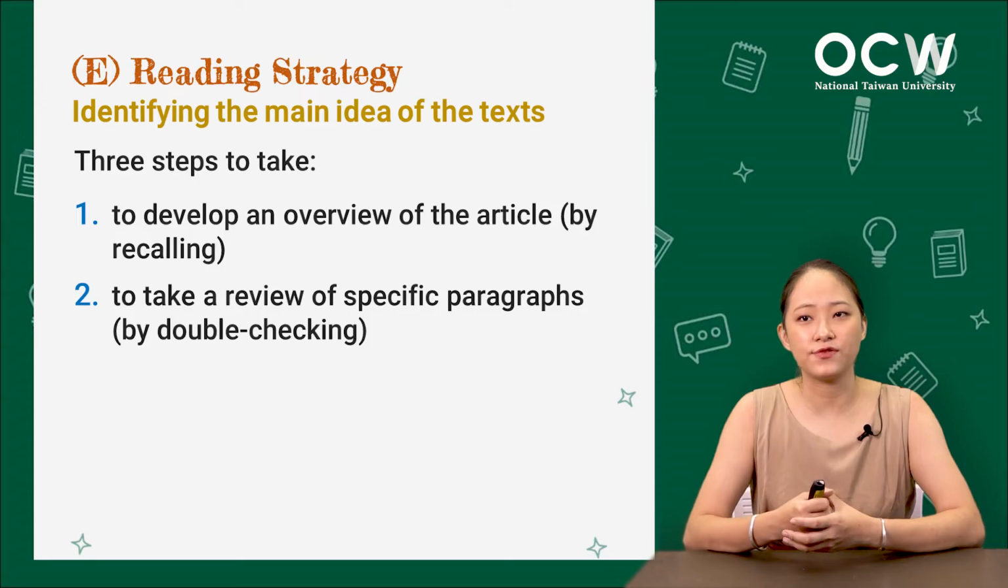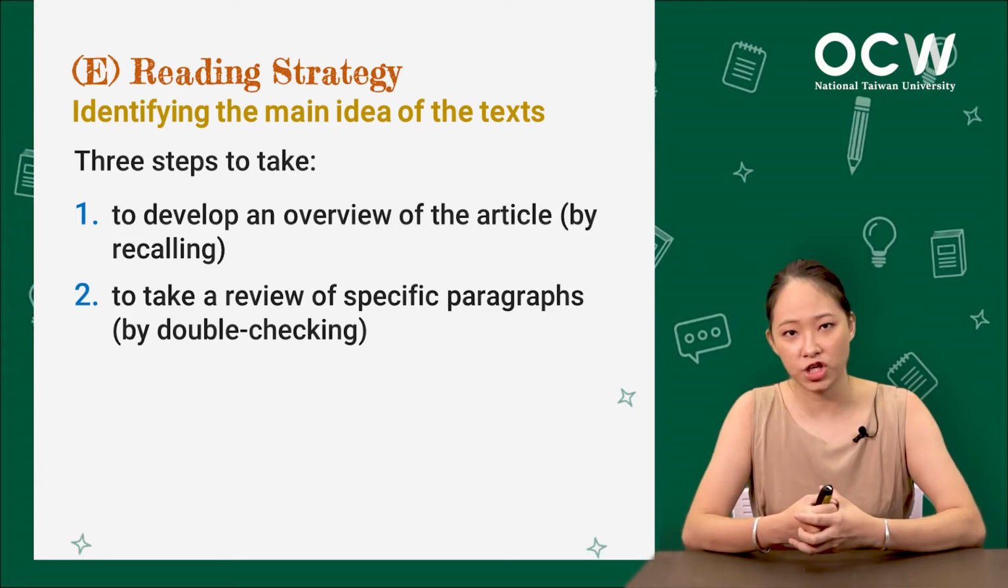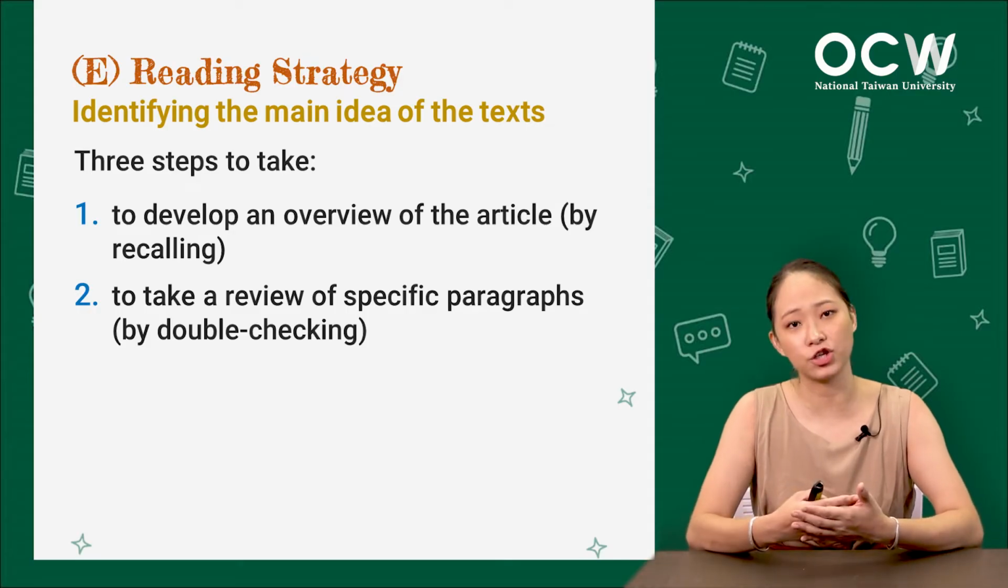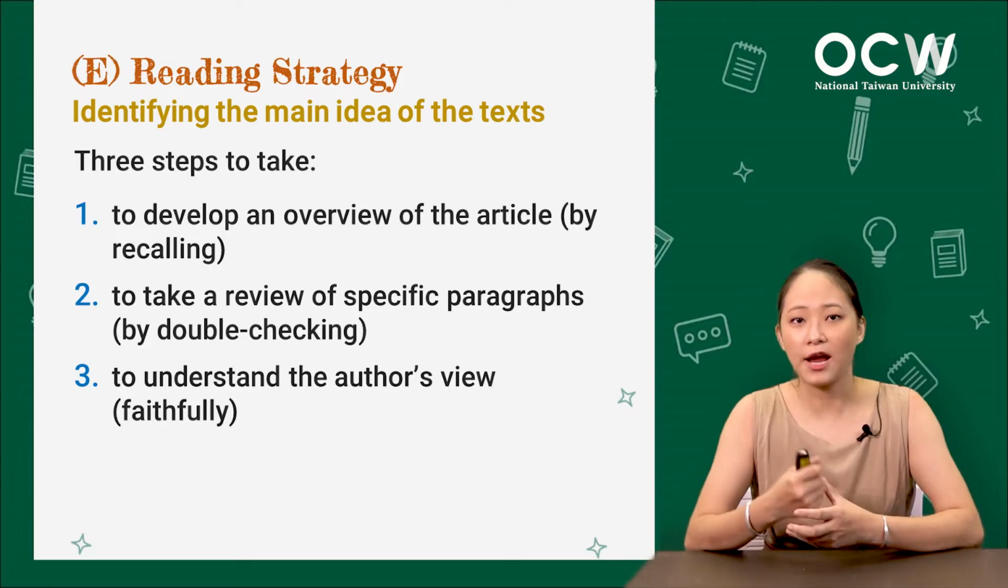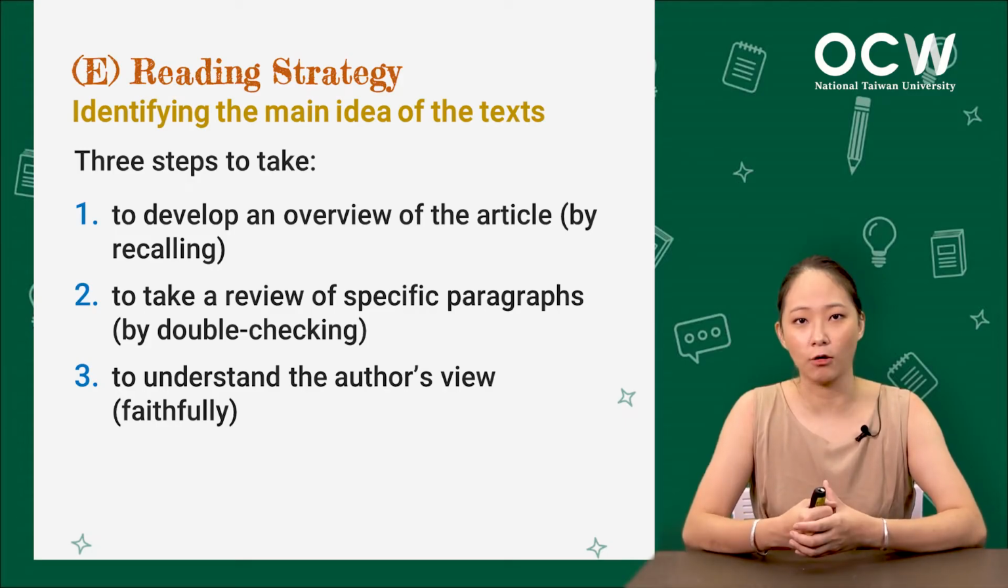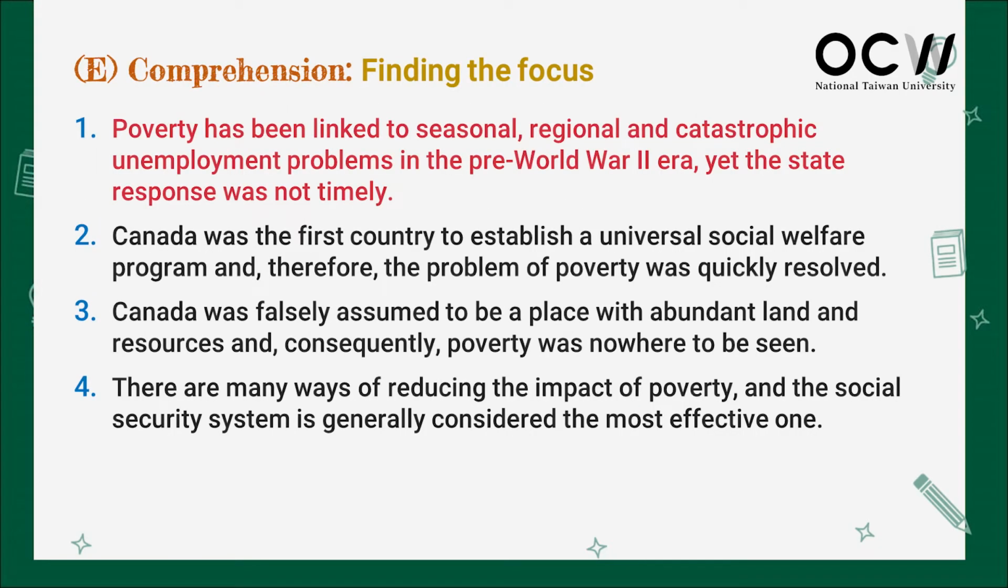And then you're going to take a review of specific paragraphs by going back and double-checking what you just read to make sure that it actually matches what you've understood as the overall meaning. And then you are going to try to recreate the author's view faithfully by understanding their stance, perspective, or angle. Through these 3 steps, we're able to find the cause, the further development, and the result of the entire reading. With that, we can see that the first option, which is poverty has been linked to seasonal, regional, and catastrophic unemployment problem in the pre-World War II era, yet the state response was not timely, this statement will be best fitted to summarize the entire article.